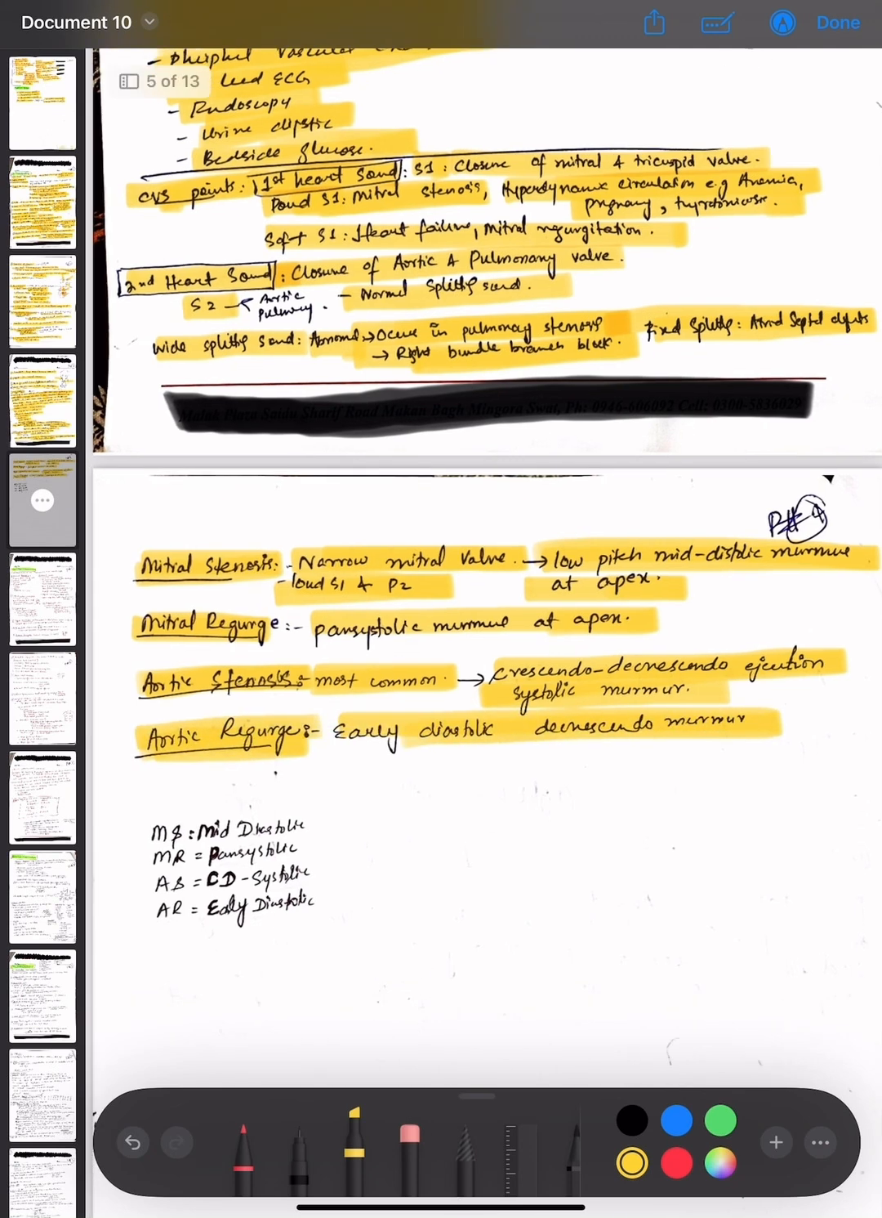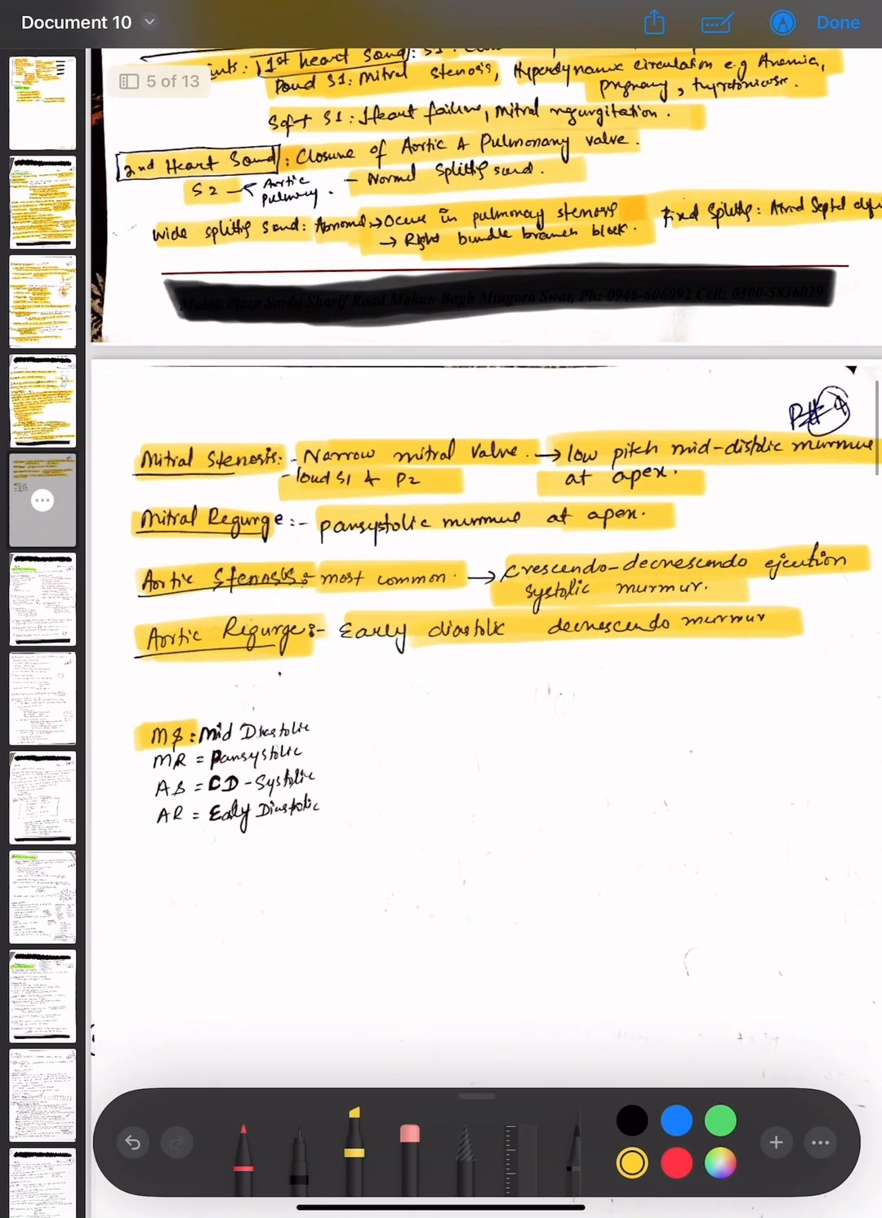Now, in mitral stenosis, we are having a mid-diastolic murmur. In mitral regurgitation, we are having a pansystolic murmur. In aortic stenosis, we have a crescendo-decrescendo systolic murmur, and in aortic regurgitation, we are having an early diastolic murmur. So, this was the examination of the CVS.